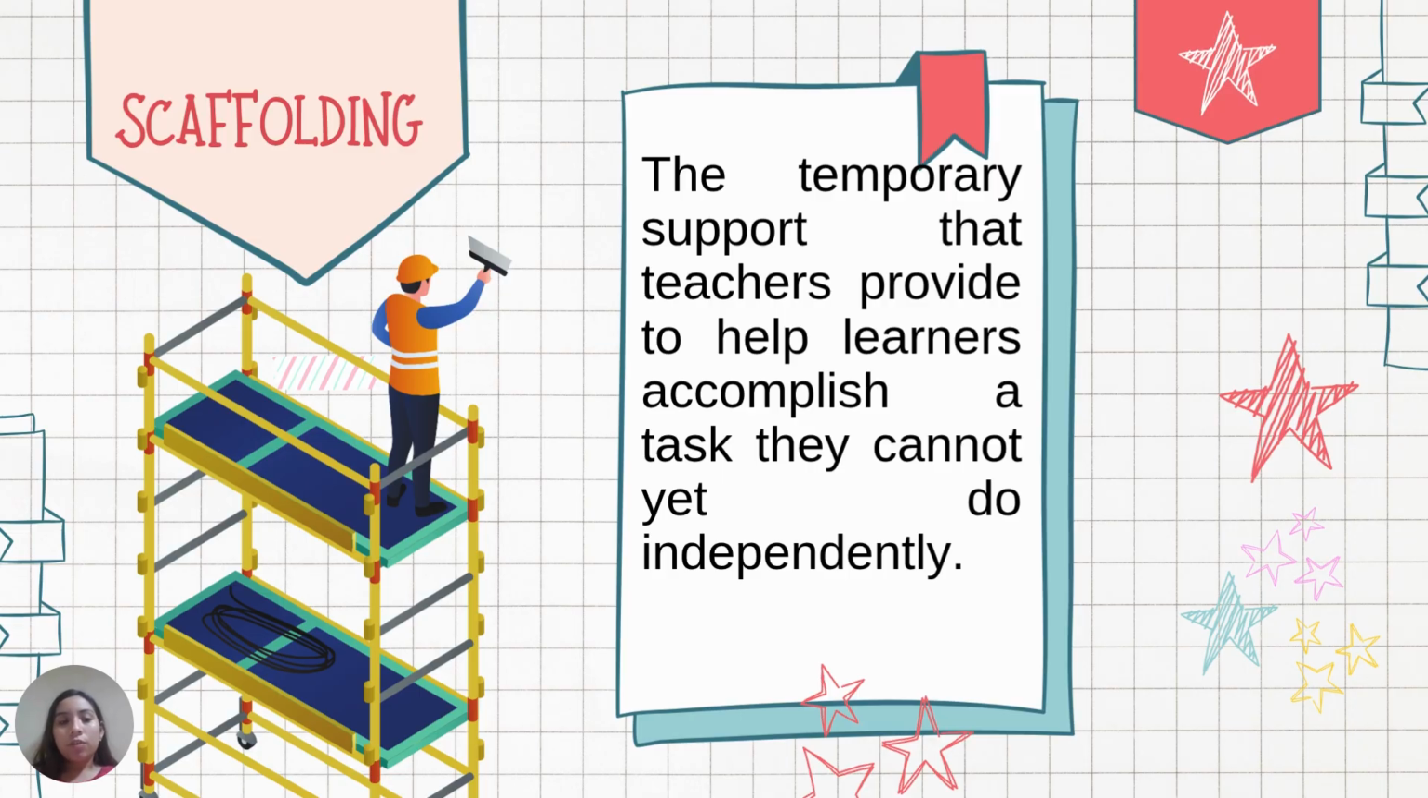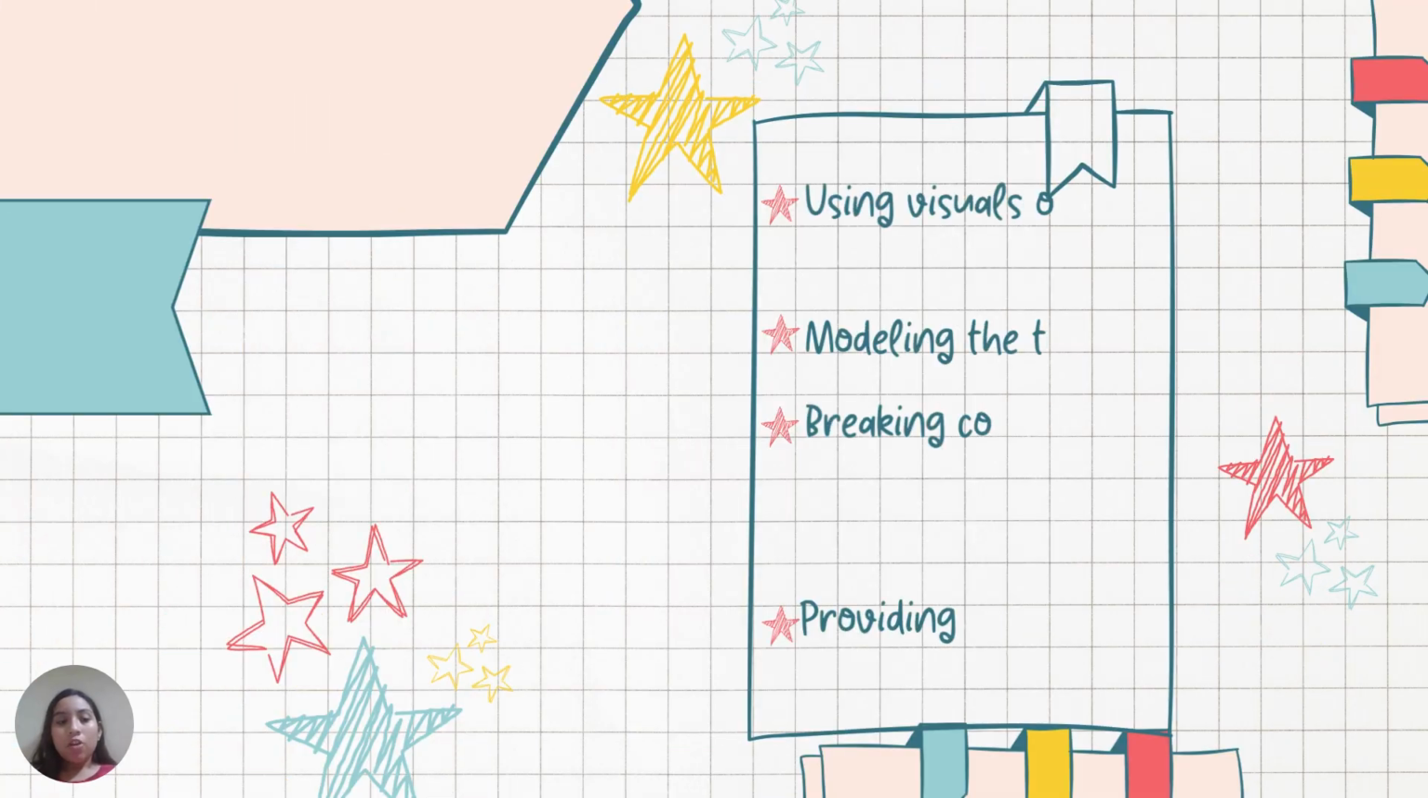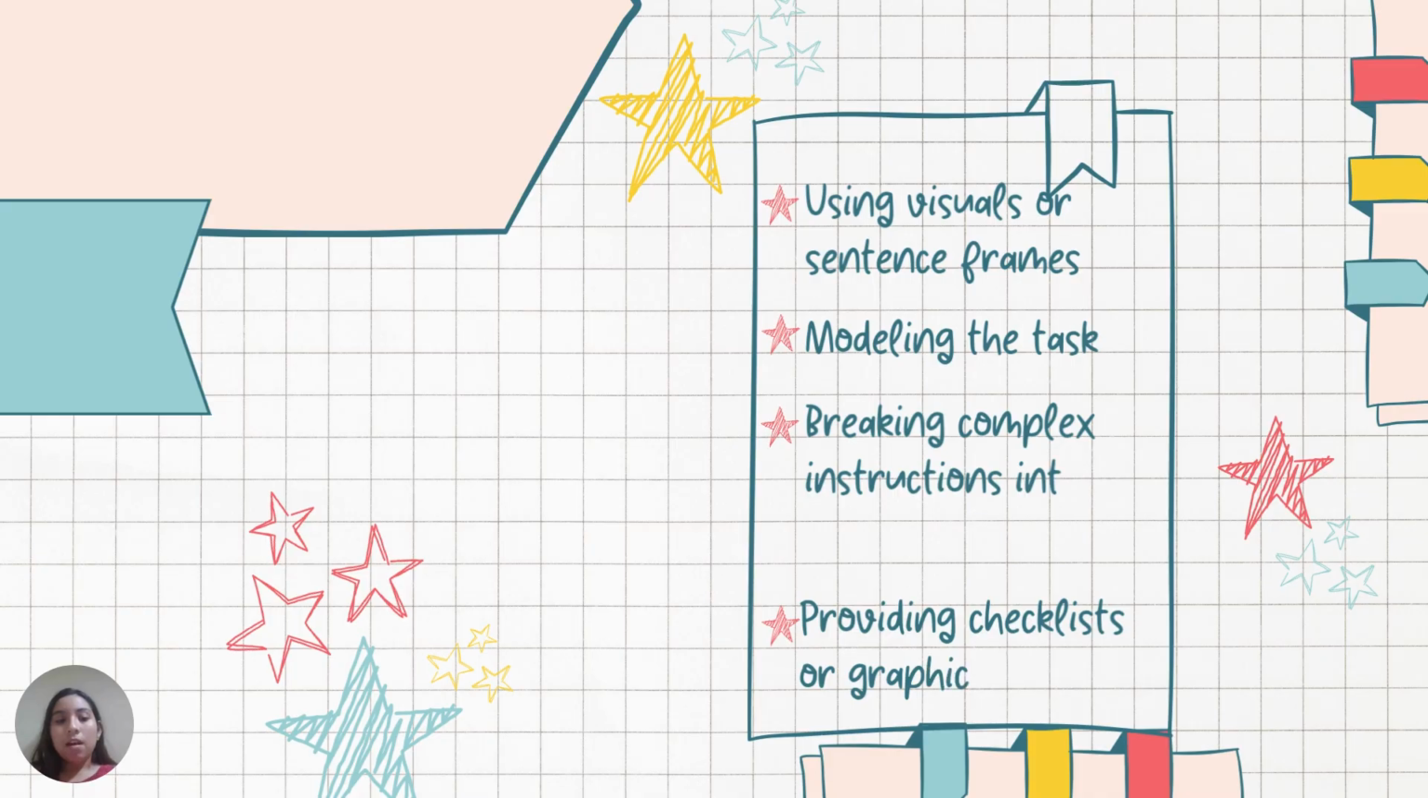Scaffolding refers to the temporary support that teachers provide to help learners accomplish a task that they can do independently. So it's basically the gap between what learners can do alone and also what they can do with guidance. Also, scaffolding might include using visuals or sentence frames, also modeling the task before students do it, breaking complex instructions into clear steps, and providing checklists or graphic organizers. Okay? So basically that's what scaffolding means.